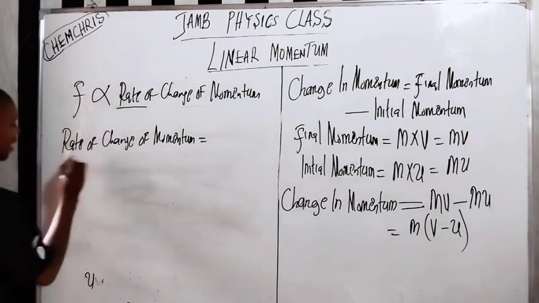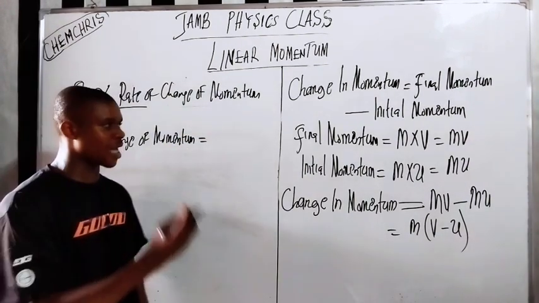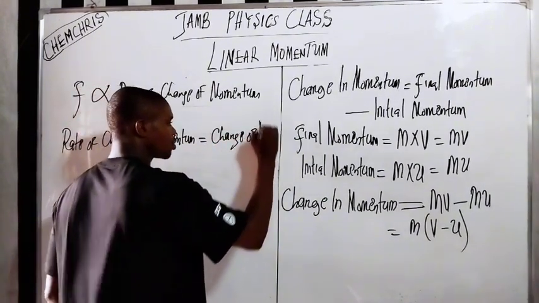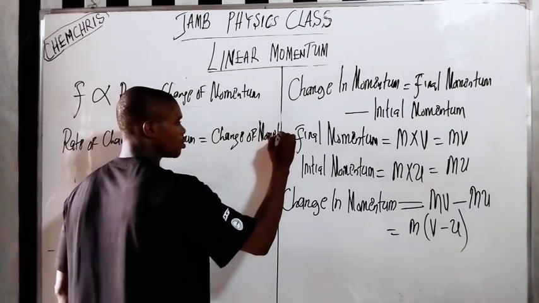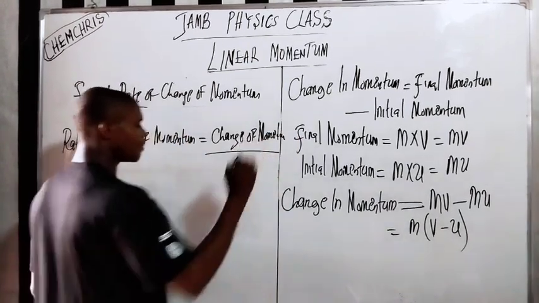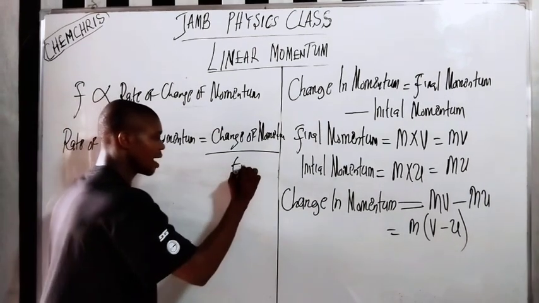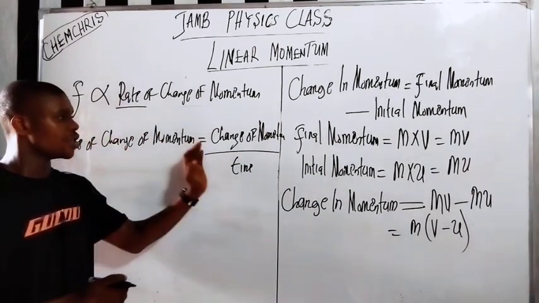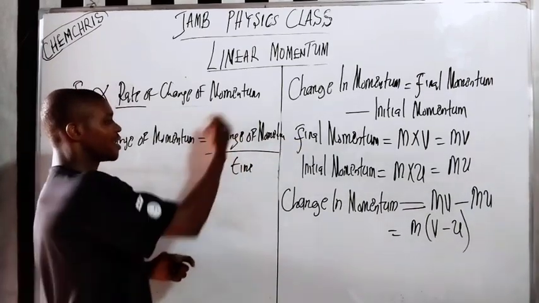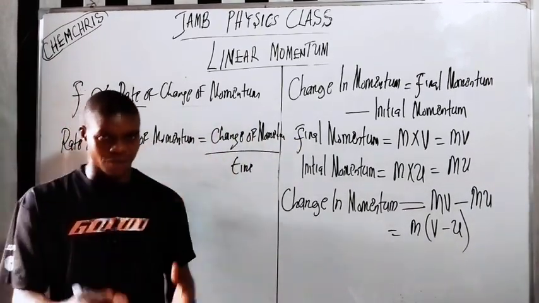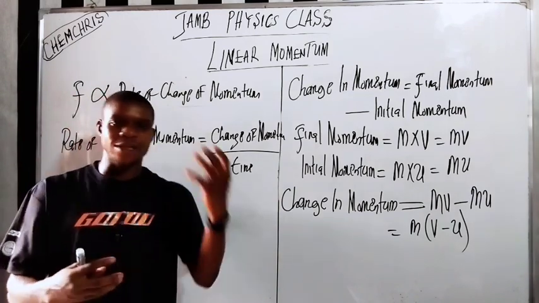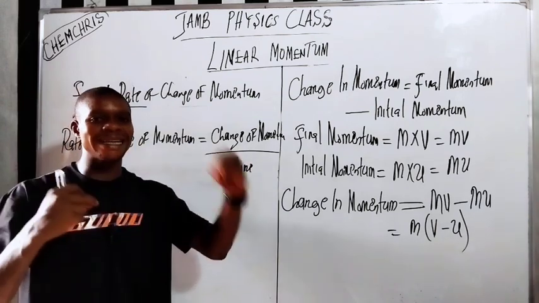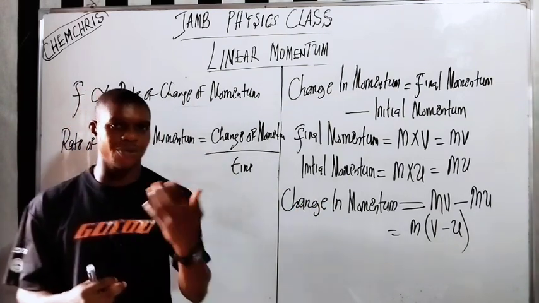It's all about time. So whenever you talk about rate of change of momentum, you're actually talking about change of momentum over time. Time is always included. When you talk about the rate of a chemical reaction, that is the rate at which the concentration is changing over a period of time.